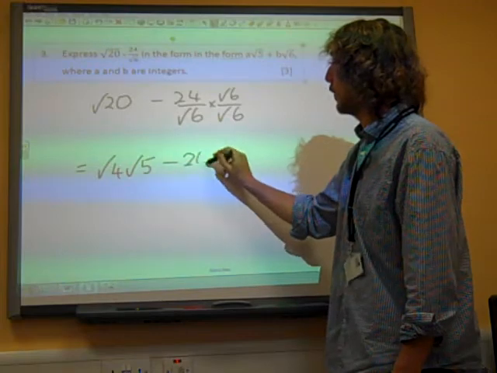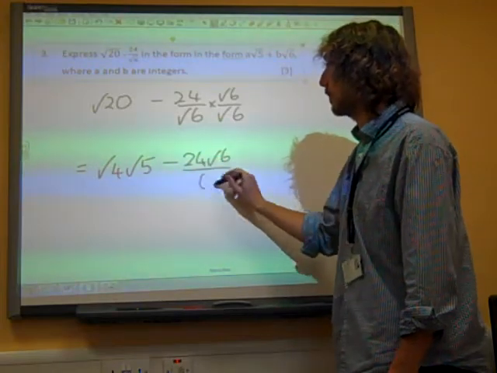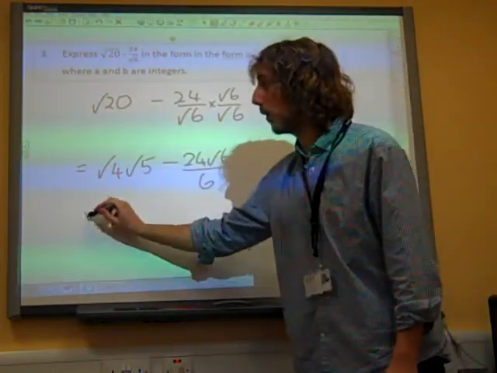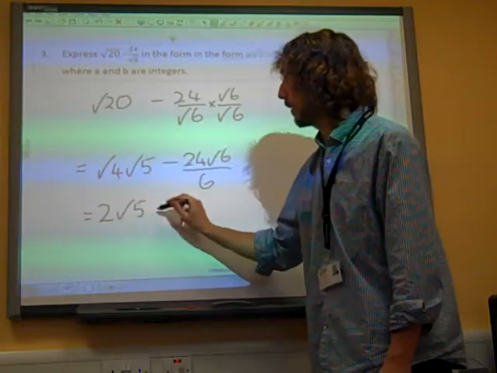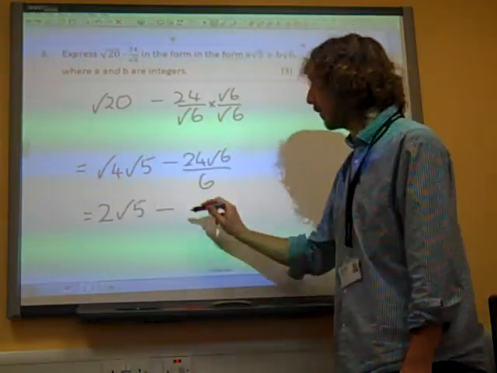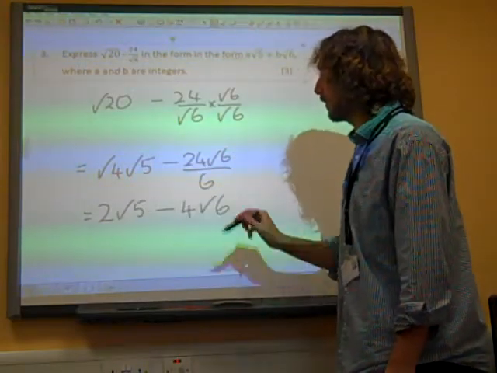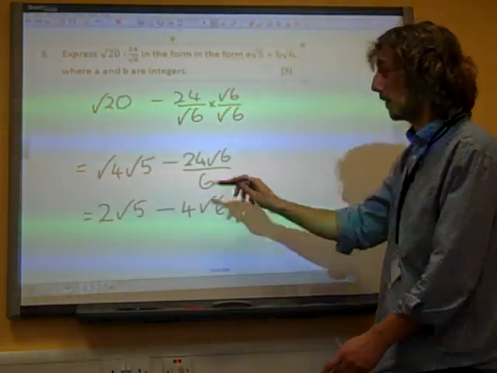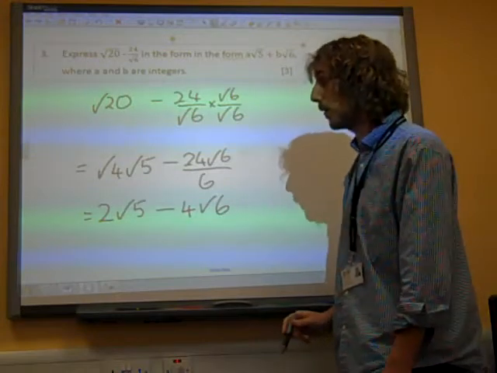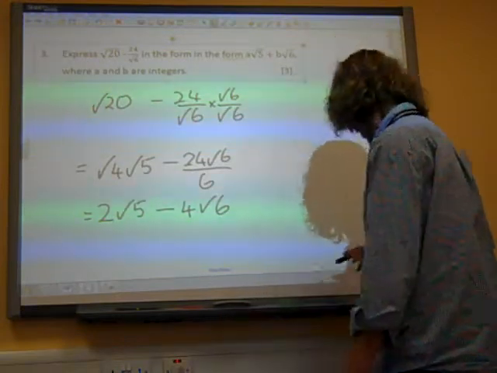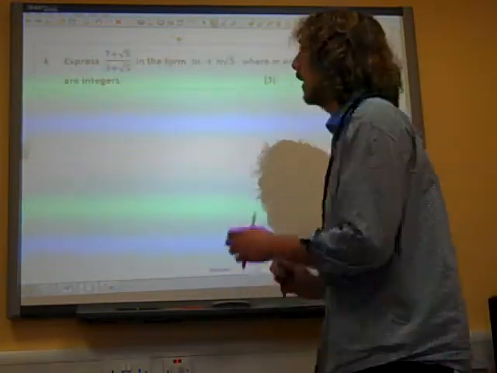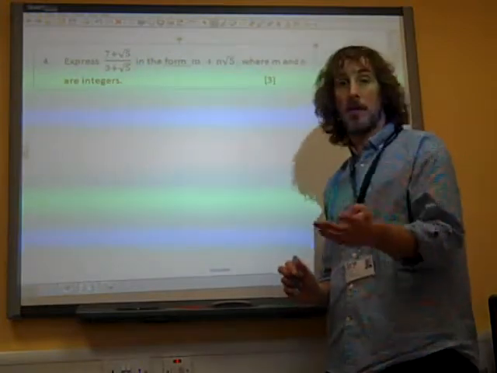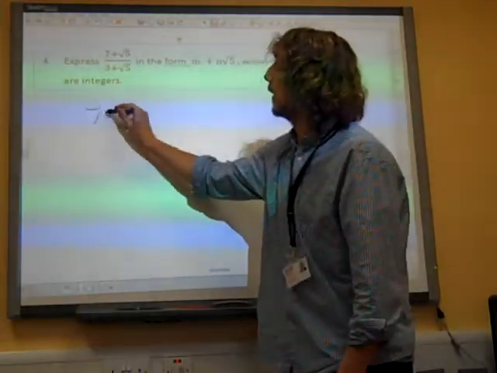Here we've got 24 root 6 over 6. Root 4, of course, is 2. And 24 divided by 6 leaves us with 4 root 6 there. And then we've got it in the form a root 5 plus b root 6. Doesn't matter that b is a negative number, minus 4 in this case. That's our answer. On to question 4, where we want to rationalise the denominator.